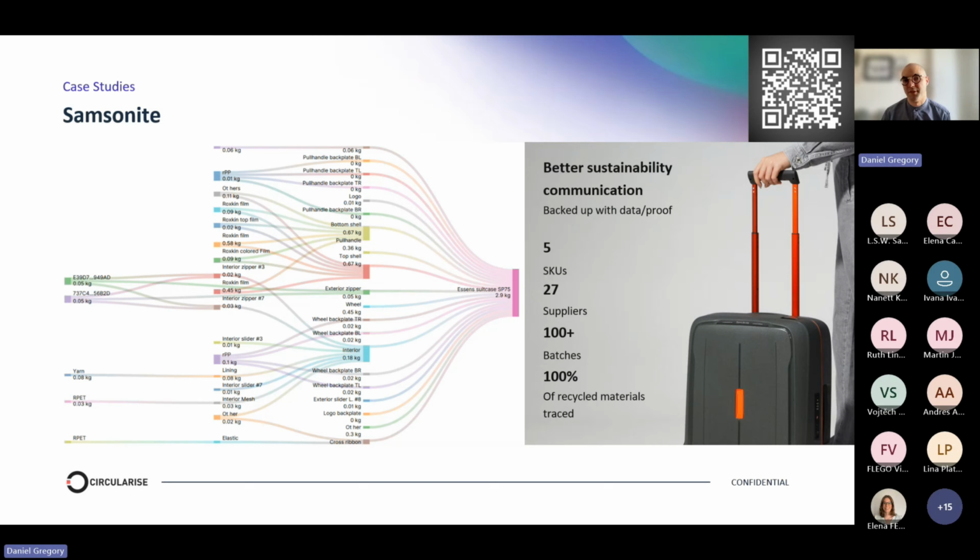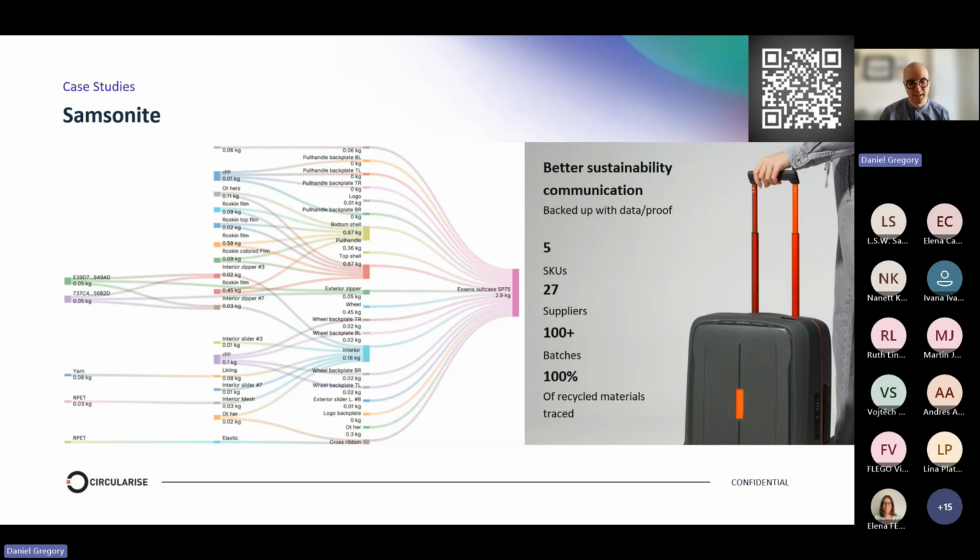So they went back through. We found hundreds of different suppliers. We managed to trace all of the recycled materials, and the QR code at the top is a link to the digital product passport itself. If you scan it, you can go back through and it will show all of the different suppliers and different levels of the suitcase.